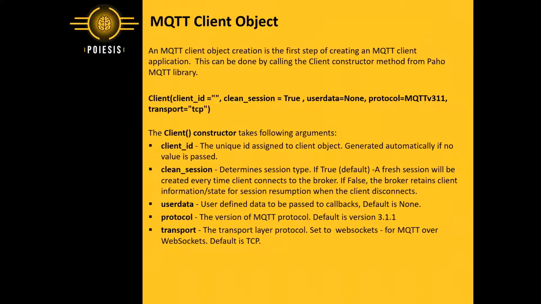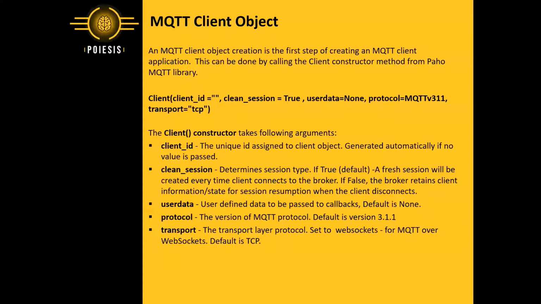Syntax is given here. The client constructor takes the following arguments: client ID, the unique ID assigned to the client object, generated automatically if no value is passed. Clean session determines the session type. If true, which is default, a fresh session will be created every time the client connects to the broker. If false, the broker retains client information or state for session resumption when the client disconnects.